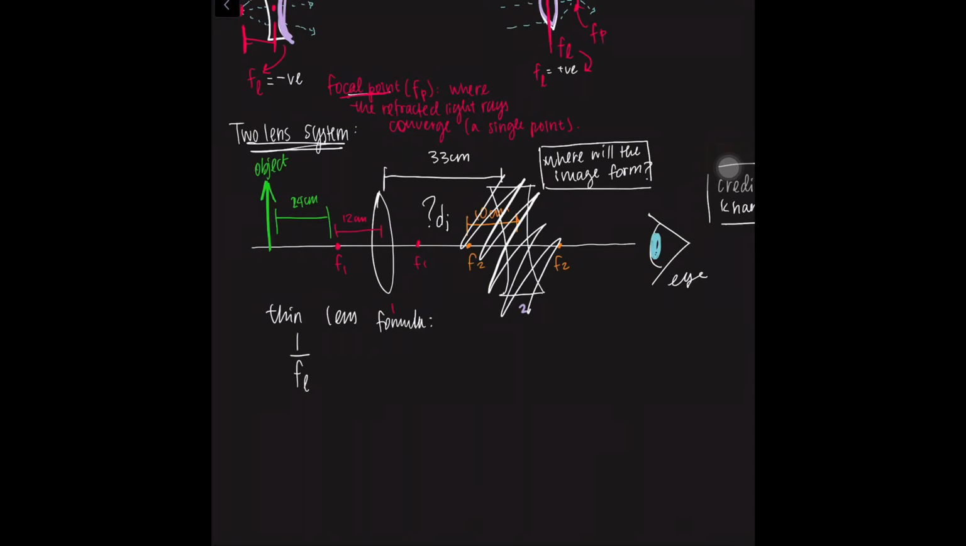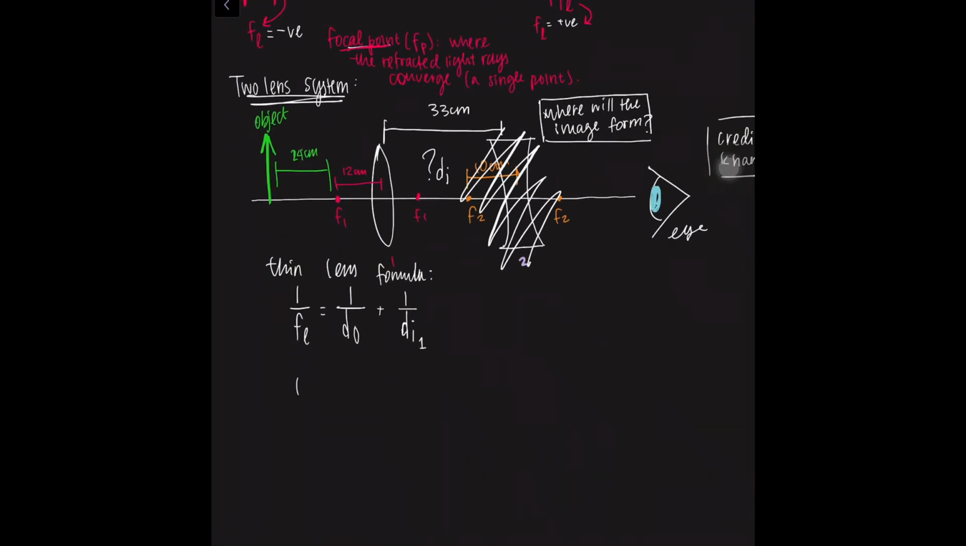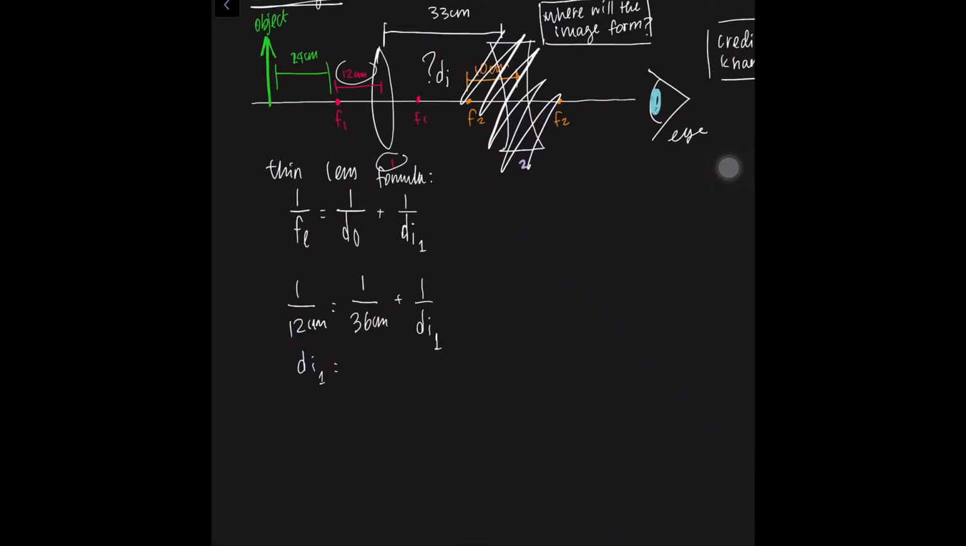For that, the formula is this. So 1 over the focal length equals 1 over the distance of the object from the center of the lens plus 1 over the distance of the image formed. And this is the value we are trying to find. Let's call it di1. And so the focal length, as we can see, is over here, 12 centimeters, equals 1 over the distance of the object from the center of the first lens, which would be 12 plus 24, which is 36 centimeters, plus 1 over di1. So di1, after solving this, would come up to be 18 centimeters, positive 18.